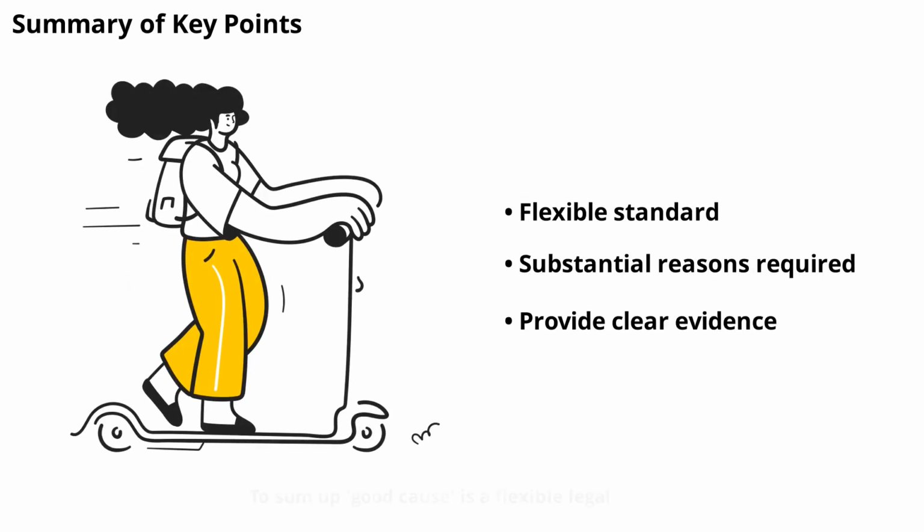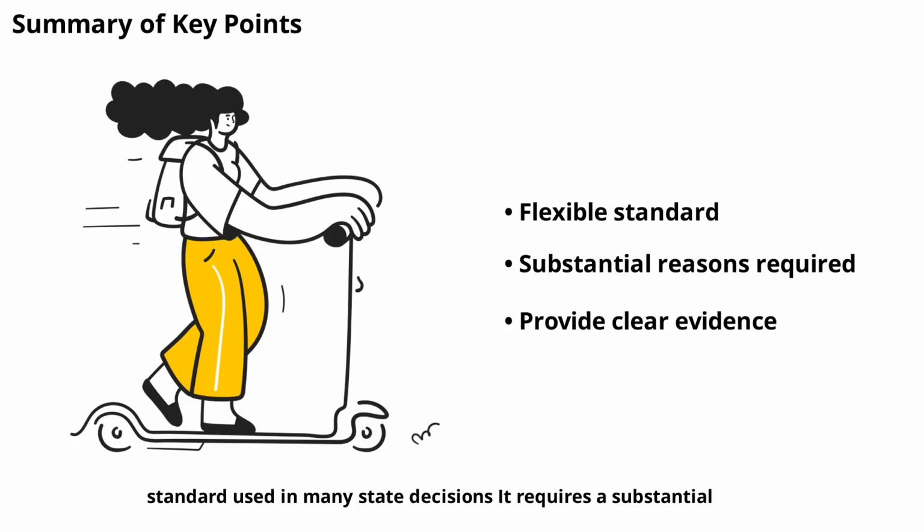To sum up, good cause is a flexible legal standard used in many state decisions. It requires a substantial, legitimate reason for taking action or requesting an exception. The standard is applied in a variety of contexts, and understanding the specific rules in your state is essential. Always provide clear evidence and act promptly to strengthen your claim.